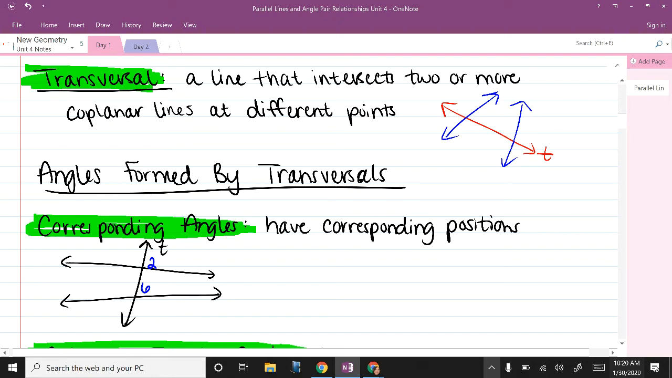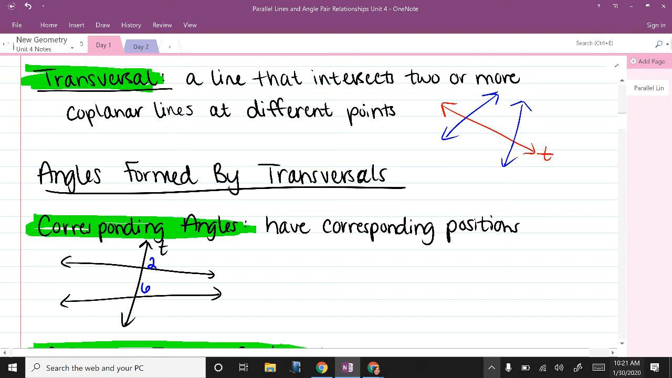So corresponding angles are angles that have corresponding positions when two lines are cut by a transversal. Corresponding angles have corresponding positions. Well, what does that mean, corresponding? They're kind of the same. They go with each other. If something corresponds to something else, that means it goes with something else, or a lot of times they look the same. So corresponding angles have corresponding positions. So they're in the same position.